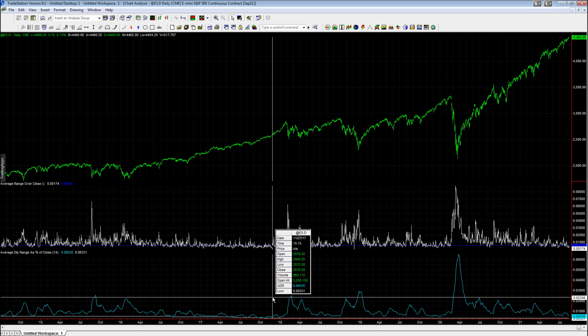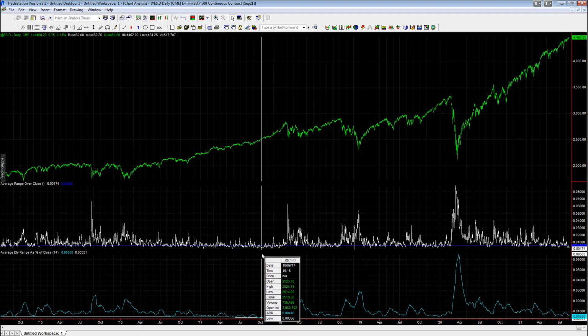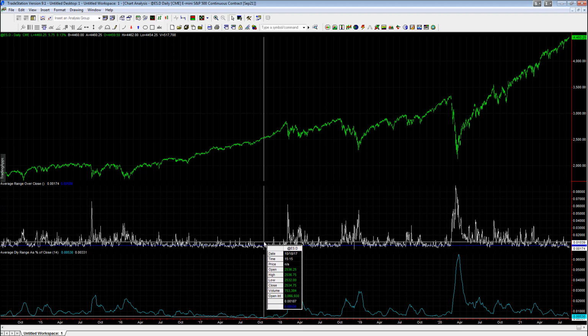So let's look at October the 18th. What was the range over close for the current day? The range over the close for the current day was 0.187. Currently, we are at 0.174. So we are in that extremely narrow range period.